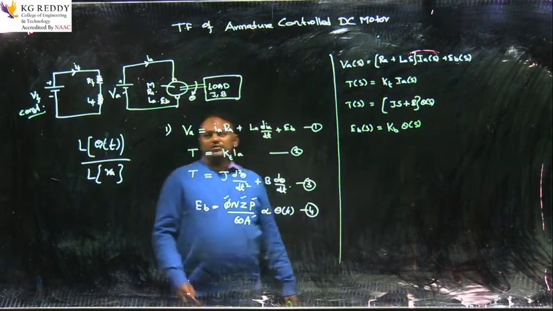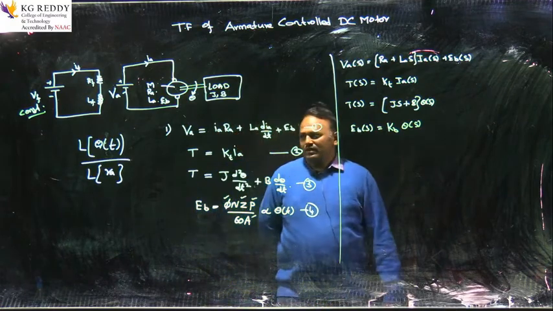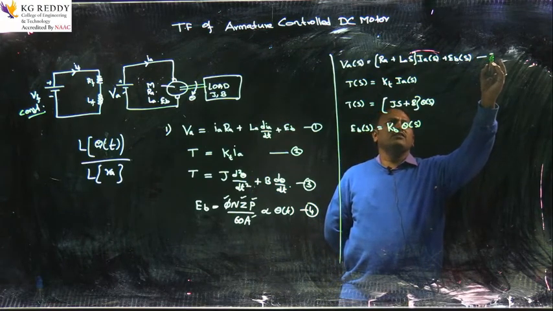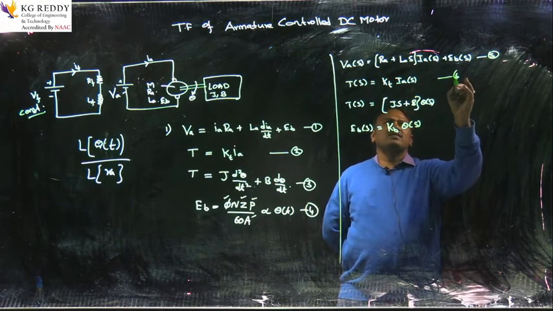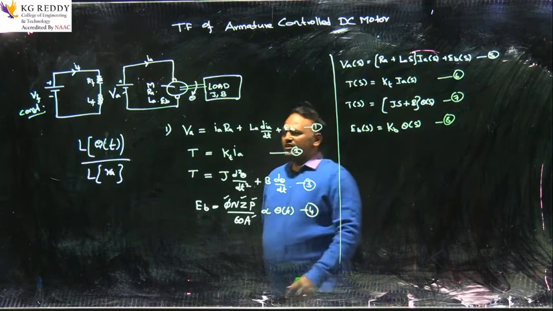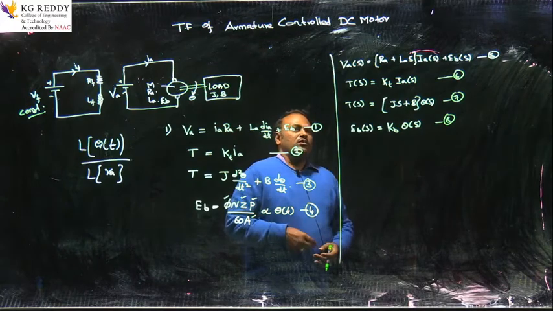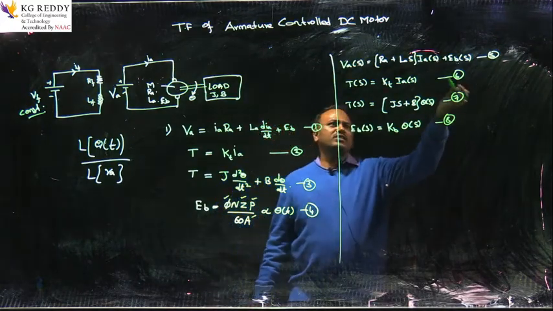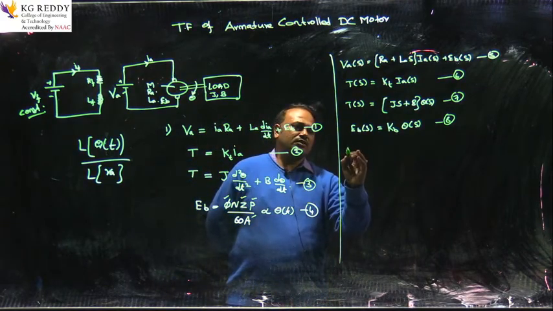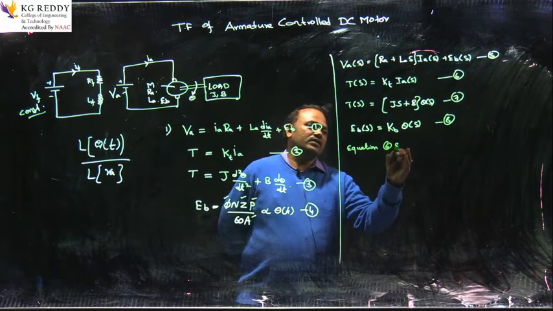Now, it is simply a matter of obtaining the required ratio, that is theta of S by V of S. I will just continue the numbering here, equations 5, 6, 7, 8. We are interested in the ratio of theta of S by V of S. So, how do we obtain this? Equations number 6 and 7 both represent the torque, so let us equate both the torques.